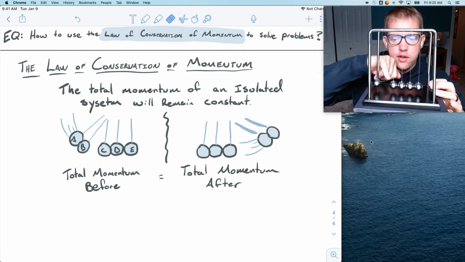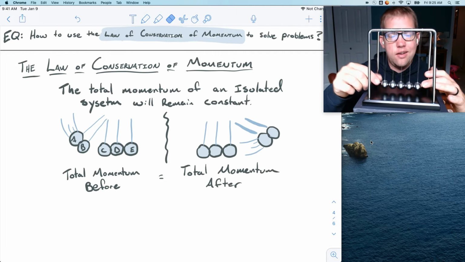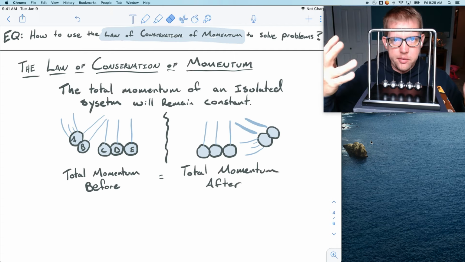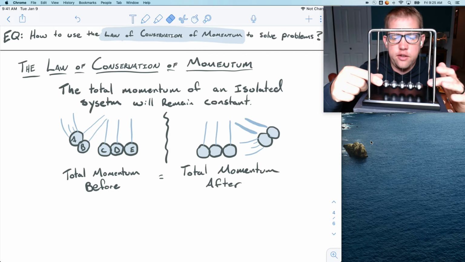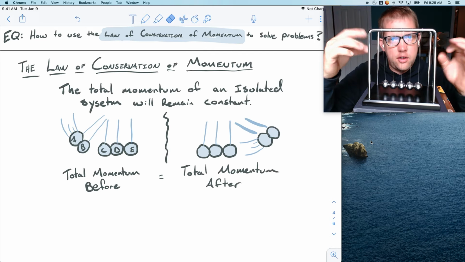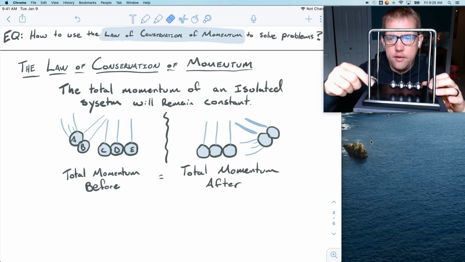You'll notice before the collision there was only one sphere moving, and after the collision there's one sphere moving. Now, it's not 100% perfect because nothing can truly be an isolated system 100%. There's always ways for energy to get in and out, like you can hear the little clickety clack, so it's losing a little bit. But we can still use it to solve for the most part. All right, so if I do this again, one sphere in, one sphere out.